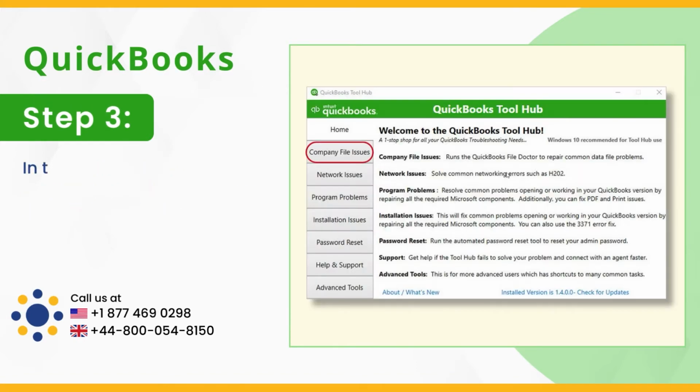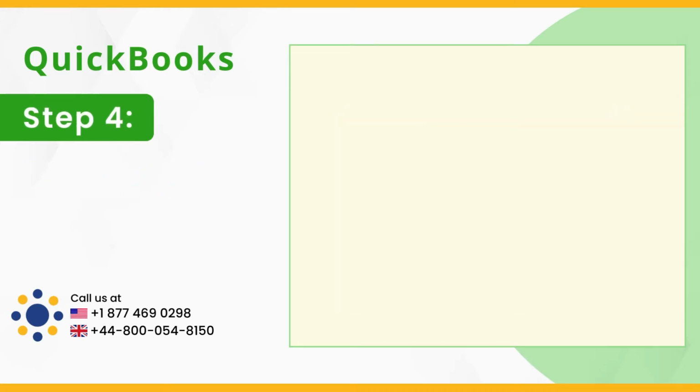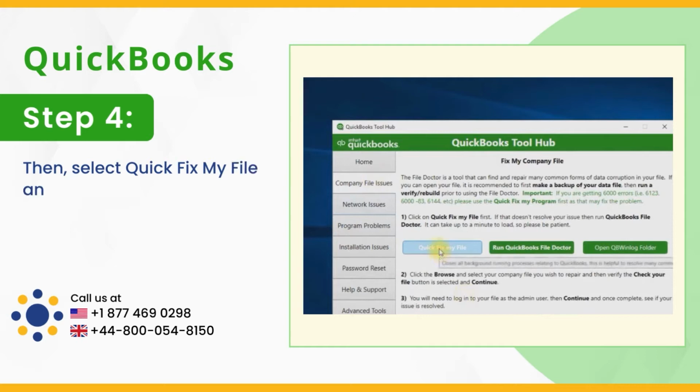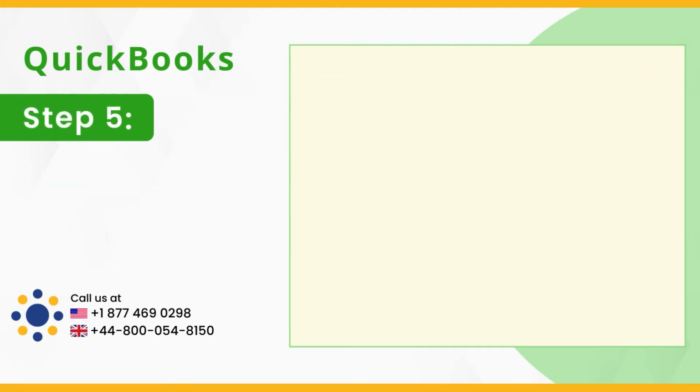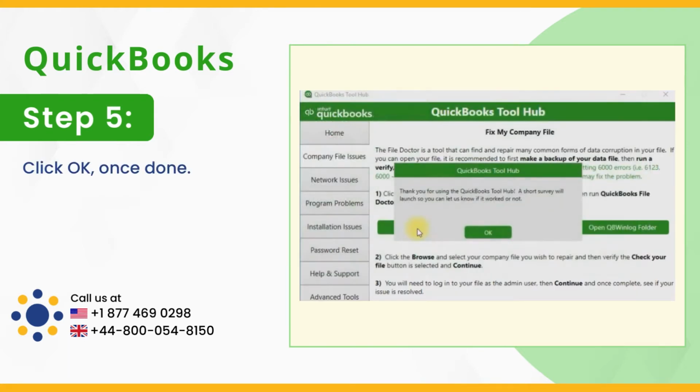Step 3. In the Tool Hub, select Company File Issues. Step 4. Then, select Quick Fix My File and it'll take some time to fix the issue. Step 5. Click OK once done.